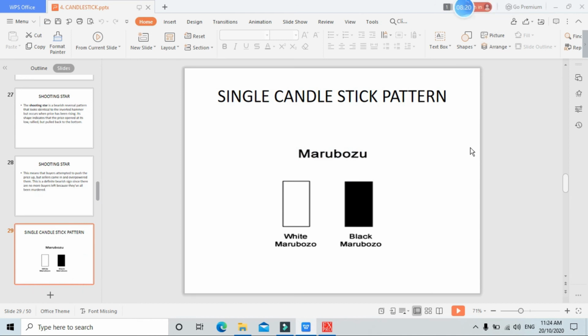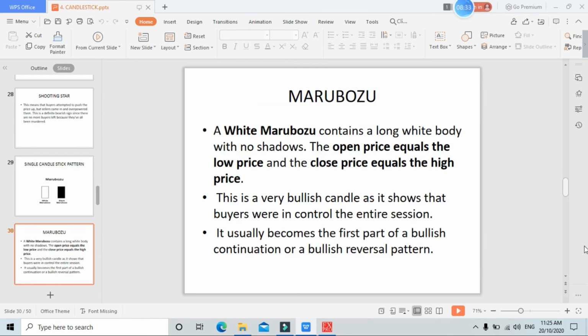The last single candlestick pattern I will show is the Marubozu. The Marubozu is this one, with no shadows or very little shadow. This is a white Marubozu, and this is a black Marubozu. A white Marubozu contains a long white body with no shadows, the open price equal to the low price and the close price equal to the high price. So this forms the Marubozu.